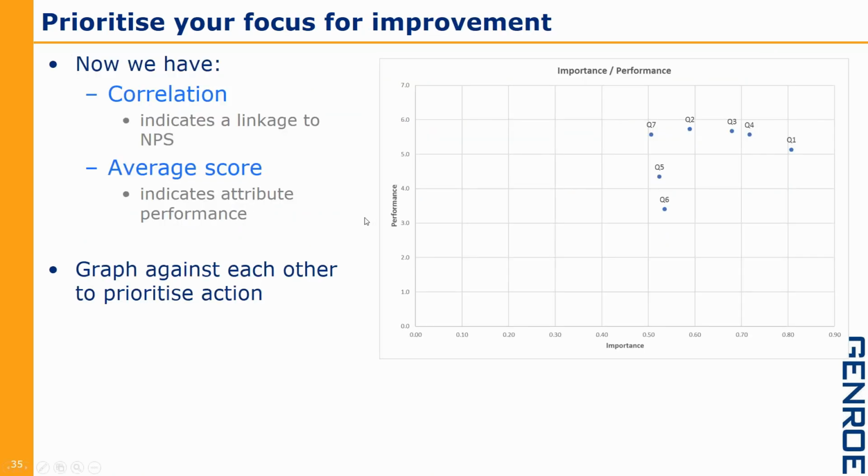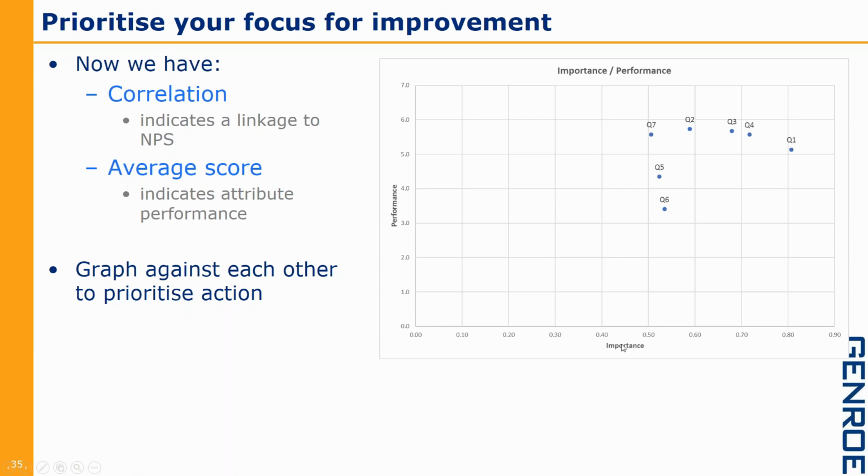Now we get right to the nub of the question. And the nub of the question is, how do I prioritize my focus for improvement? So here we can do some really cool stuff. What we can do is graph that correlation number that we've got against the average score. Correlation indicates a linkage to NPS. Again, it's got to be proven, but it indicates a linkage. So that's the number here, importance. And the average score is what we call the performance, how well you're doing.